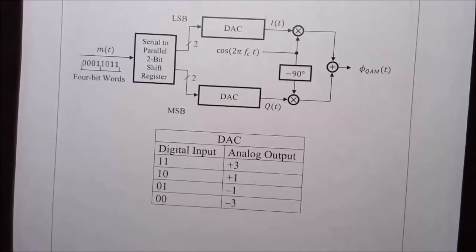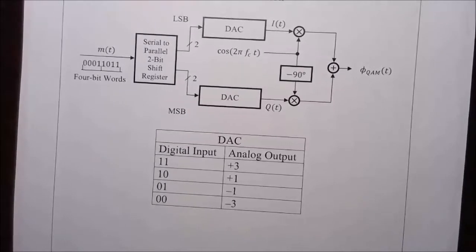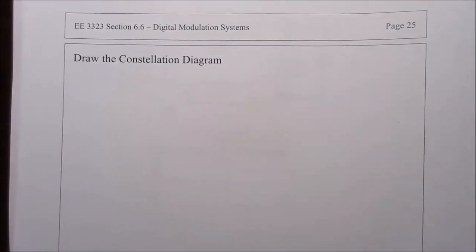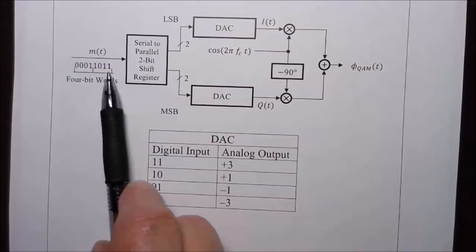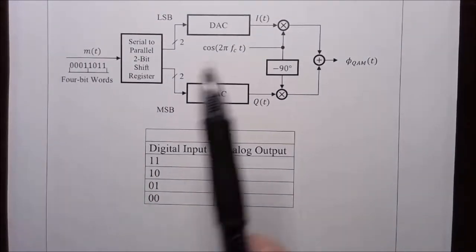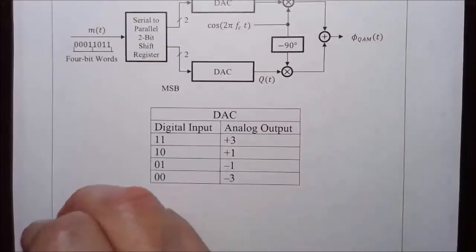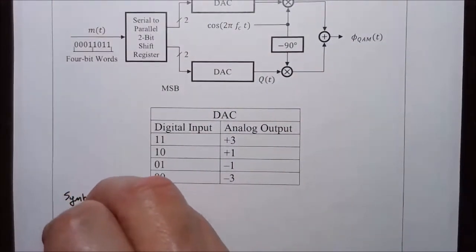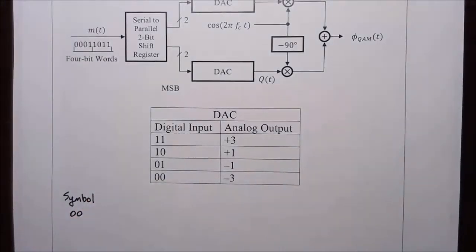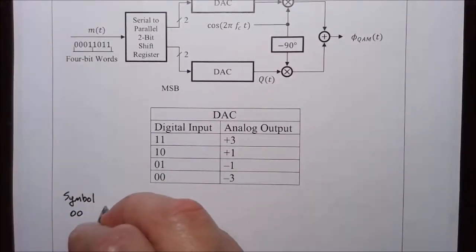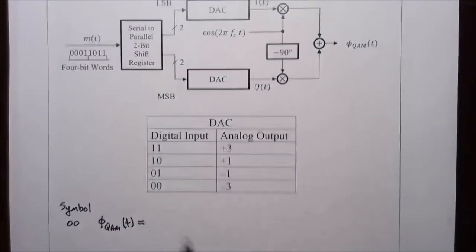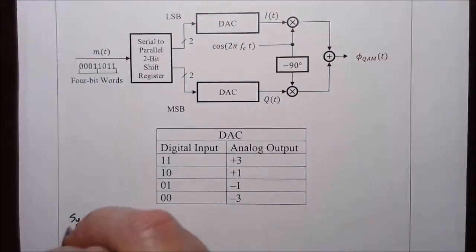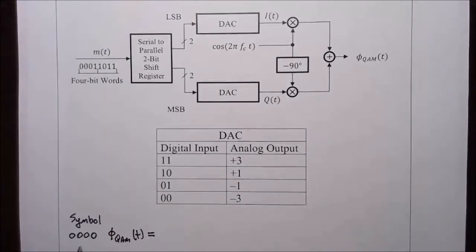So what I want to do, I want to draw the constellation diagram. So we've got 4-bit words. With 4 bits, there's 16 possible combinations for the signal. I'll start with 0, 0, and we will find the quadrature AM signal as a function of time. So the symbol is not 0, 0, but 0, 0, 0, 0.